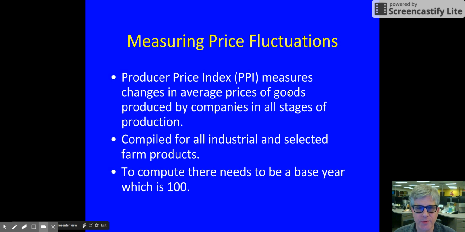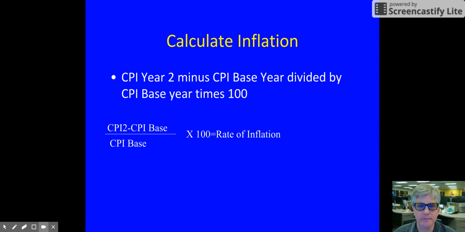There's also the Producer Price Index. It is the change in average prices of goods produced by companies in all stages of production. It's not used as much anymore, but when we were more of a manufacturing economy, it was compiled for all industrial and selected farm products. In the same way, there's a base year, and it's set to 100.